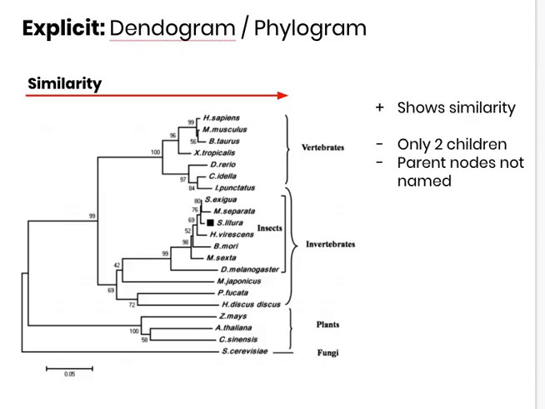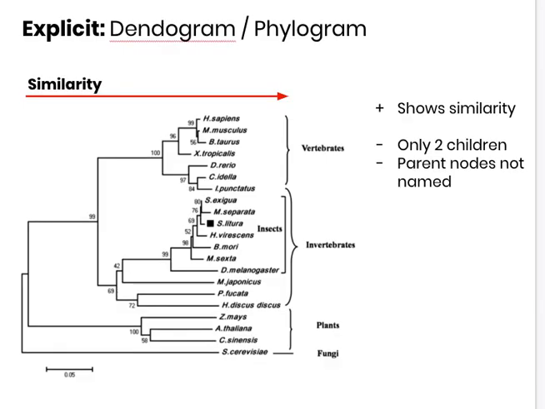The drawback of this representation, of course, is that you have only two children. You can extend this to more, but then your measure of similarity might not be as meaningful. And the parent nodes in this case are not usually named. So here we have just numbers, which might indicate some sort of similarity. But you could imagine labeling them differently if you really want. Other than that, I think it's a very clean representation.